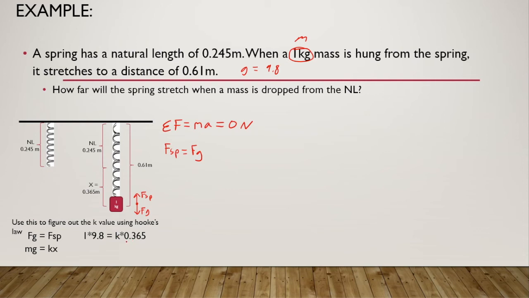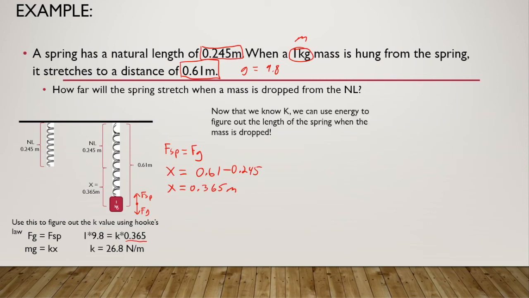But we also know what x is. x is going to be 0.365. Some of you might be asking how I got that. Well, again, x is the distance stretched from the natural length. If the natural length is 0.245 meters, and I'm stretching a total distance of 0.61 meters, x is going to equal the difference between those. So 0.61 minus 0.245. And that gives me an x of 0.365 meters. Next, all we have to do is solve for k. We find out k is equal to 26.8 newtons per meter.